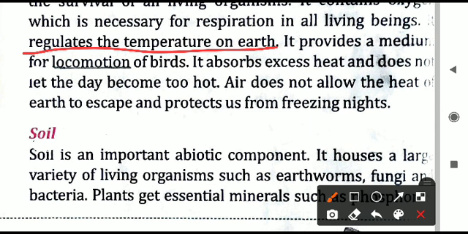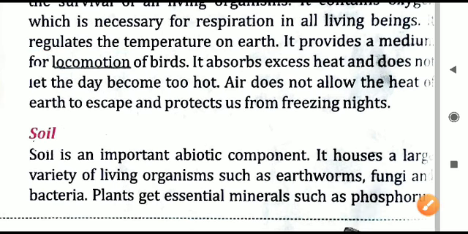It is available. Atmosphere is not there on other planets. That is why only there we can't have a normal temperature range. So the planet Earth is blessed with atmosphere. That is why we are able to survive on this planet.